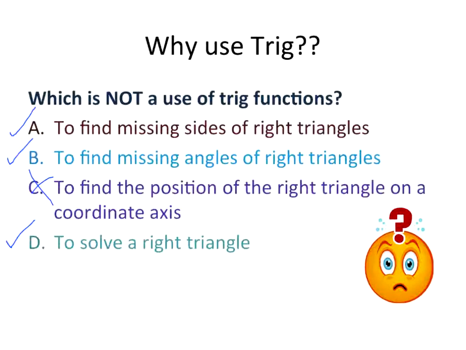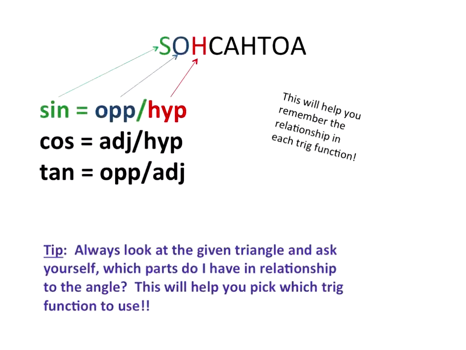So what do you guys notice? What key word is in all 3 things that I have a check mark for? What kind of triangles? Right. We're talking about right triangles today. So this SOHCAHTOA thing only applies to what kind of triangles? Right triangles.